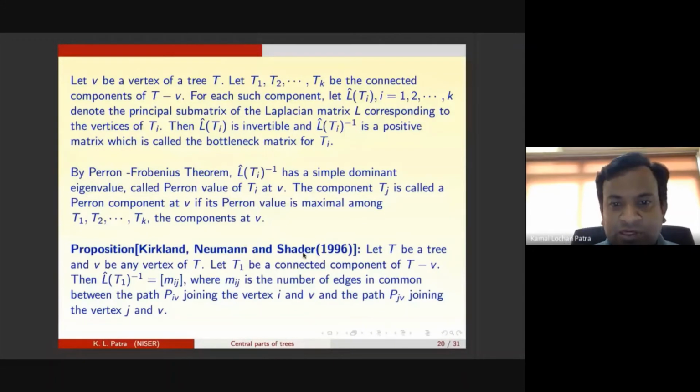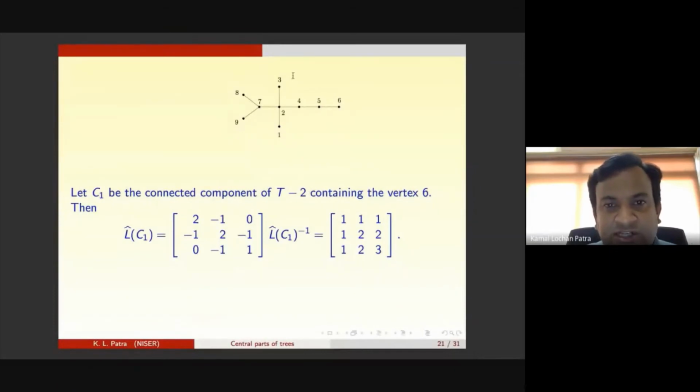So Kirkland, Neumann and Shader in 1996 proved that, let T be a tree, V be any vertex of T, and T1 be a connected component of T minus V. Then L hat T1 inverse is a square matrix, obviously with positive entries. They say the entries Mij are nothing but the number of edges in common between the path IV joining I to V and the path JV joining J to V. This can be seen here.